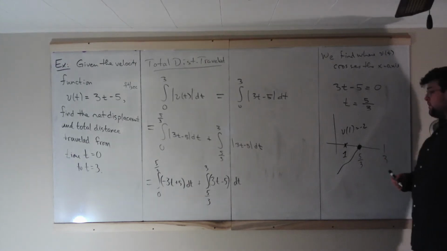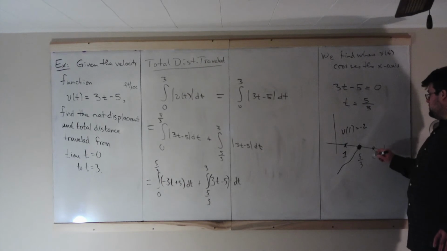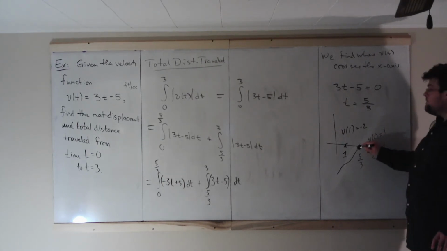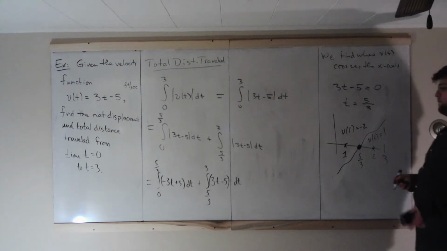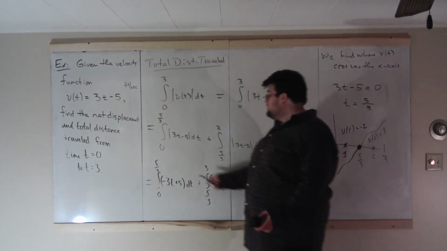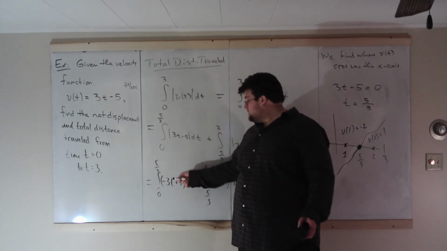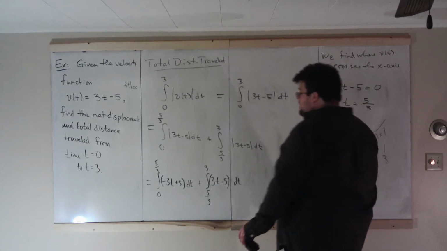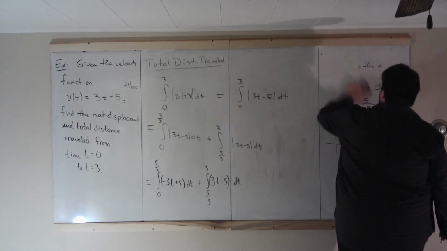And over here, is it above or below? Well, take a value inside that interval, say 2. Velocity at 2 is 1, which is above the x-axis. So that is another way you could figure out how to evaluate the absolute value. Look in that interval. If the inside is negative, flip it around. If the inside is positive, leave it alone. And now we have these integrals to compute. So let's compute those integrals.